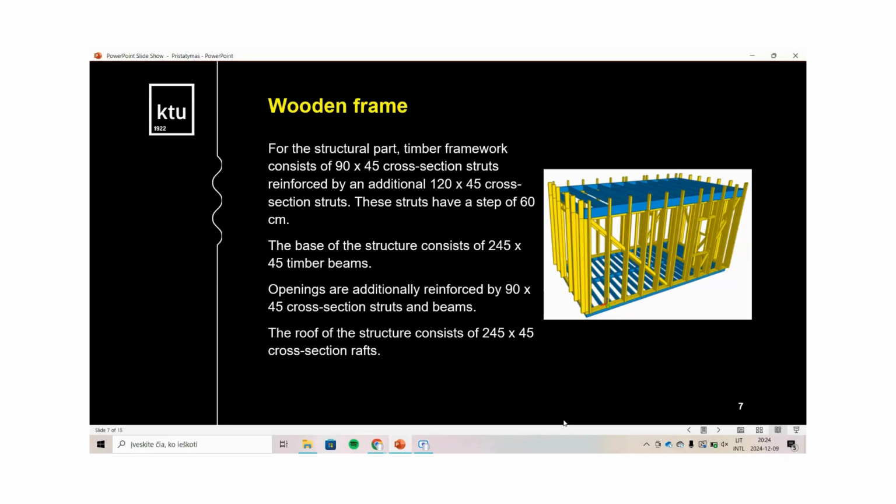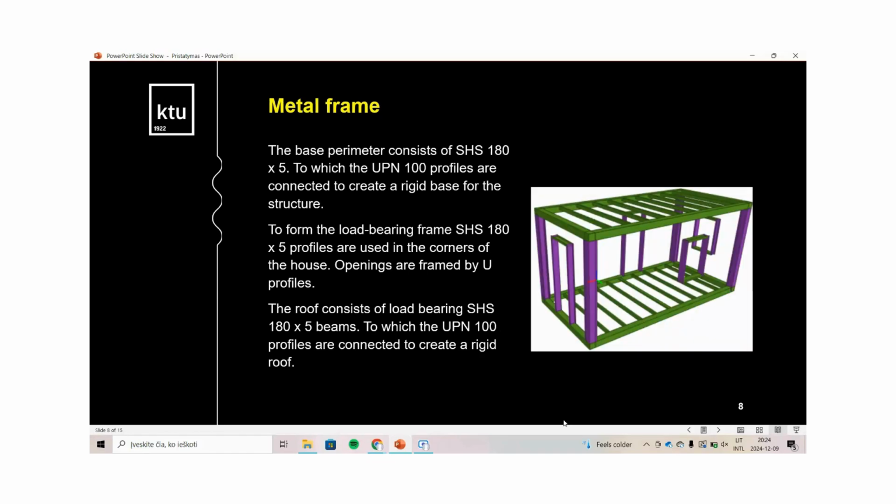The base of the structure consists of 245 timber beams. Openings are additionally reinforced by 90-45 cross-section struts and beams. The roof of the structure consists of 245 cross-section rafters. Metal frame. The base perimeter consists of a square hollow section profile 180 on 5, to which the UPN 100 profiles are connected to create a rigid base for the structure.